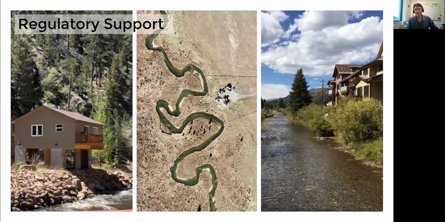Mapping the fluvial hazard zone can be used for regulatory support, can be adopted into ordinances, can be adopted into floodplain permitting and the like. By managing fluvial hazards, we can reduce our community's exposure to hazards in the river corridor and avoid situations where people are building right on the stream.